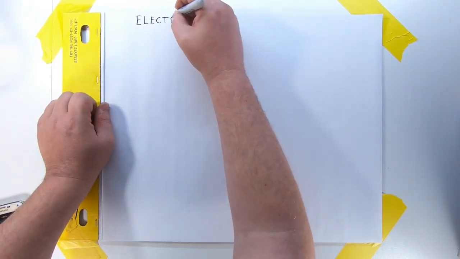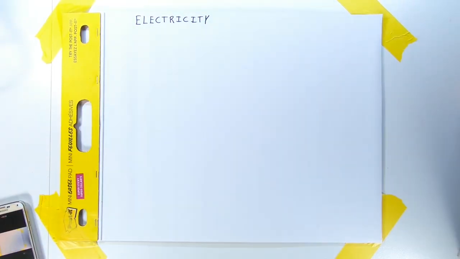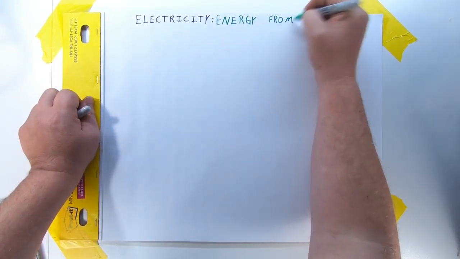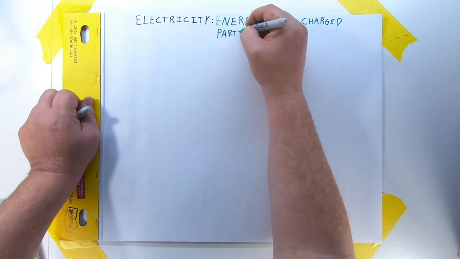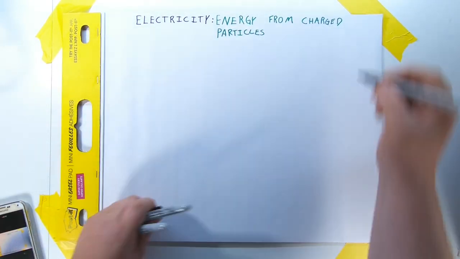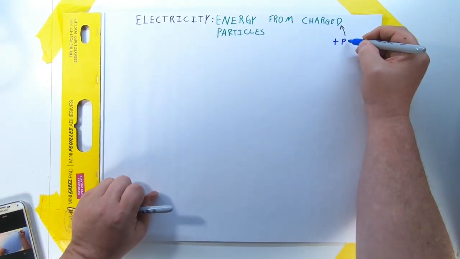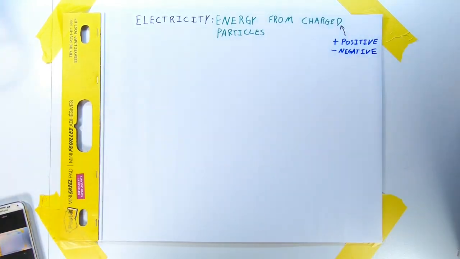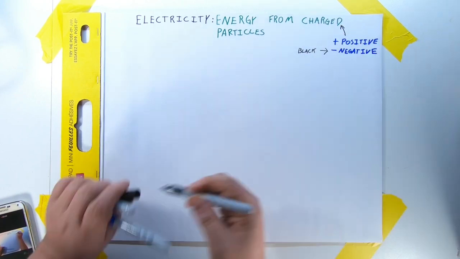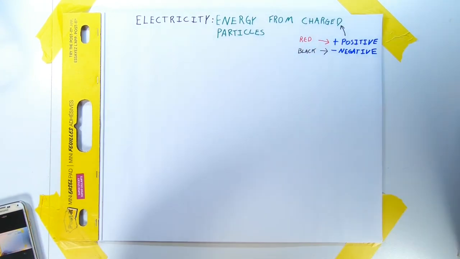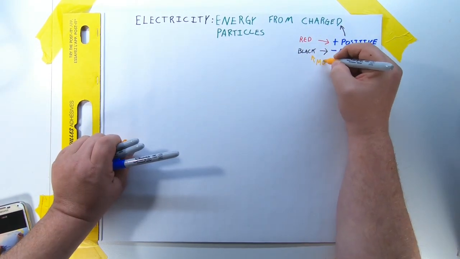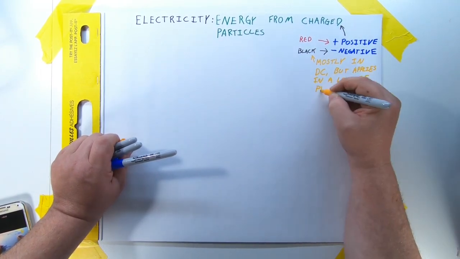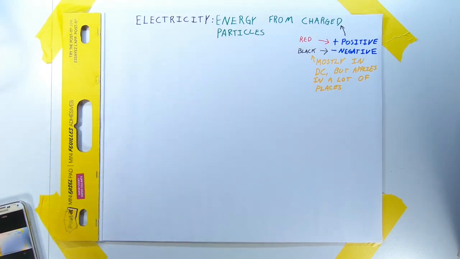So what is electricity? It is energy from charged particles, usually electrons. Electrons in particle physics are negatively charged, but that's not quite important to what we're talking about here. Since we're talking about the movement and the effects of electrical power, we have names for the directions in which electricity flows. Those directions are positive and negative. In wiring, we usually associate positive with the color red and negative with the color black. Positive and negative are most important in DC applications, but positive and negative shows up in a lot of places.